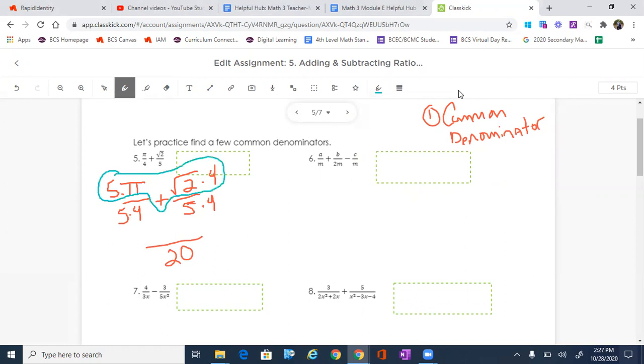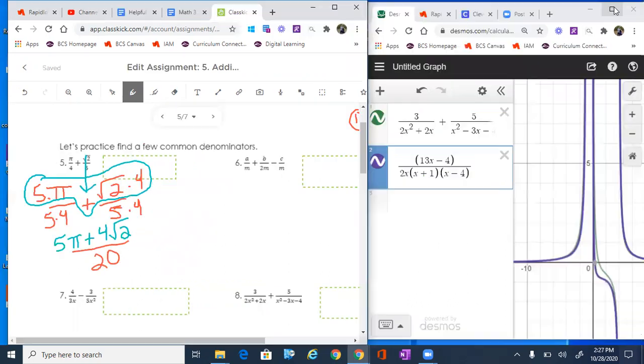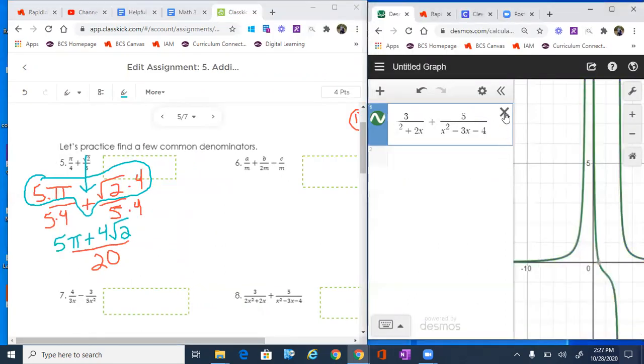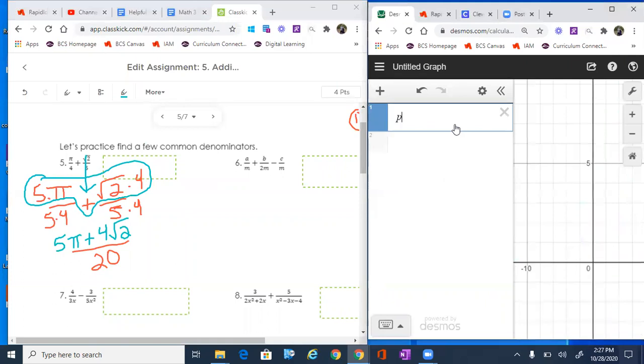And we need to circle the whole entire thing, including that addition sign in there. And I just simply write 5 pi plus 4 square root of 2 over 20. Now, we go to Desmos. I love using Desmos. Y'all know this for a fact. And what I'm going to do is type that in just to make sure that my answer is correct, because it's a really big bummer whenever you do all that work and you get something wrong.